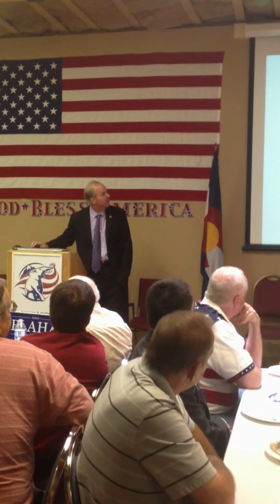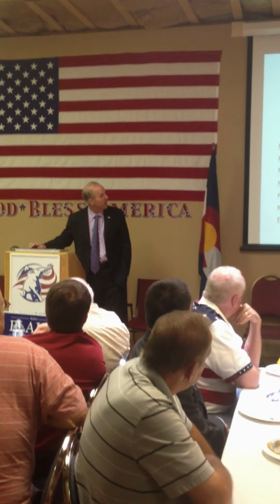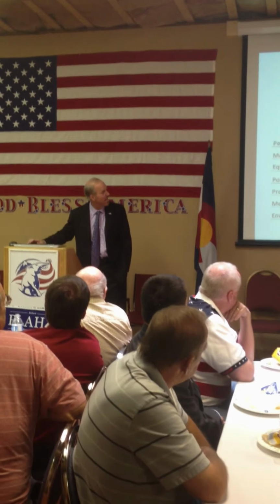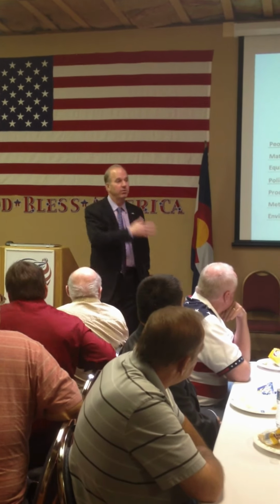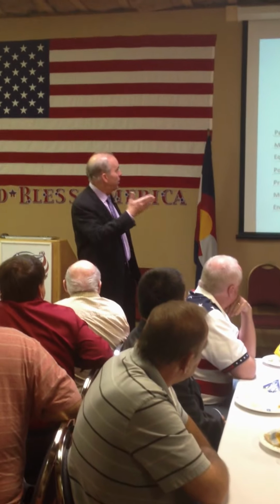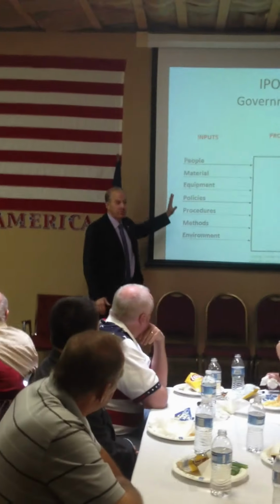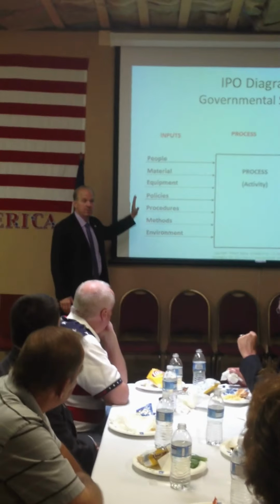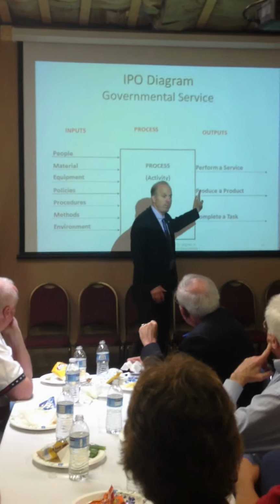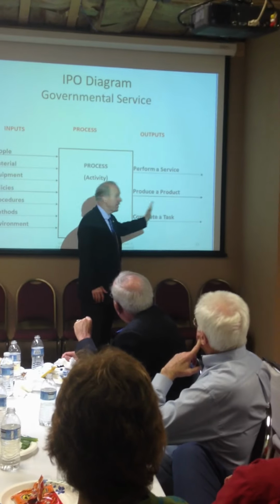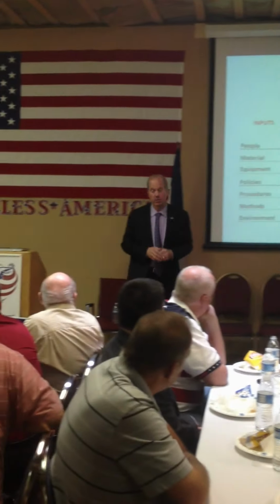So what's that look like? Well, if you look at this process, input, process, output, you can go through any one of these processes and you can apply those tools to this process. So, back to what I started with. So we've got a bunch of inputs that go in just about any process in government. These are processes. We deliver a process or activity, and for that we perform a service, we provide a product, or we complete a task.